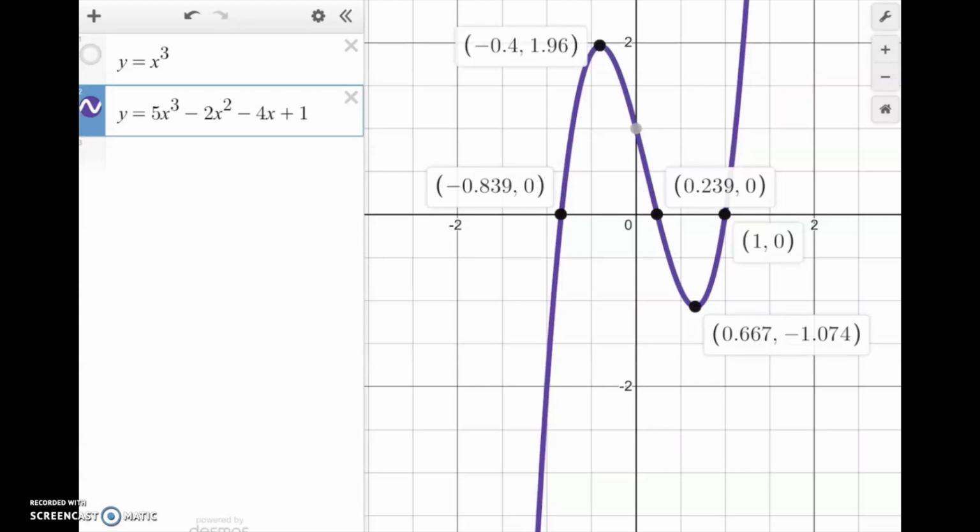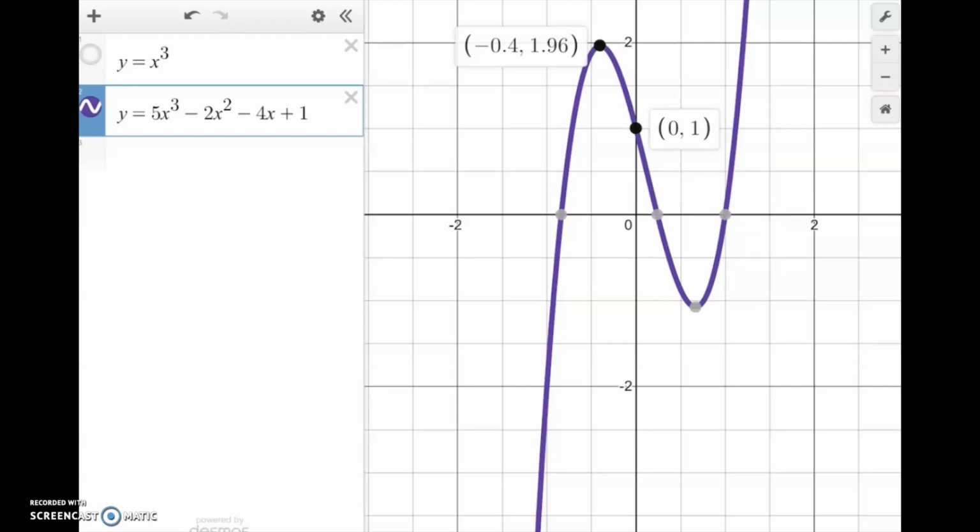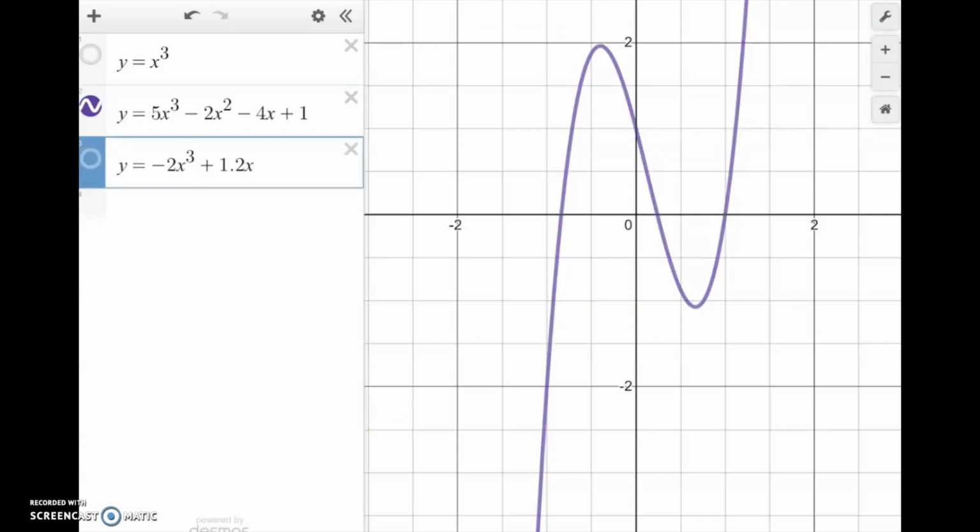So it's given us a lot of information. It's given us the inflection point, it's given us these horizontal intercepts, and the relative min and the relative max. So just like the first one, y equals x cubed, we're seeing 2 concavities and 1 inflection point. This also is a cubic function here.